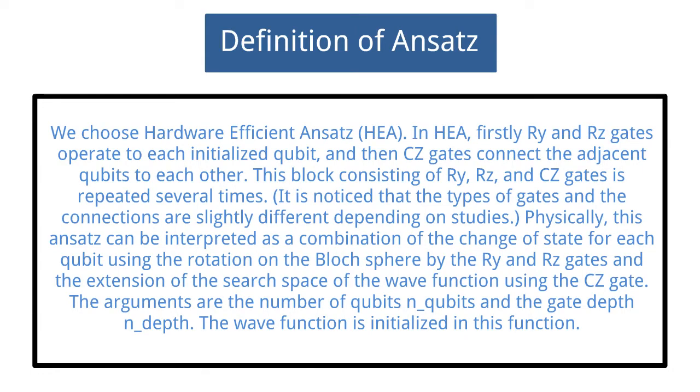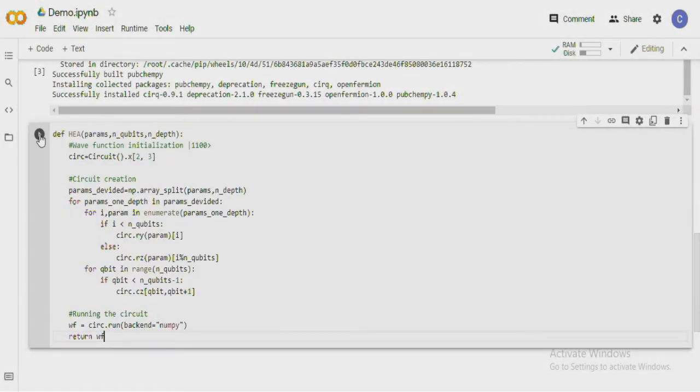The arguments are the number of qubits n_qubits and the gate depth n_depth. The wave function is initialized in this function. Type the code shown and click on the play button. This segment of code is for wave function initialization. This one for circuit creation. And running the circuit.